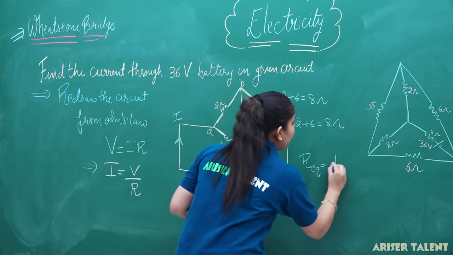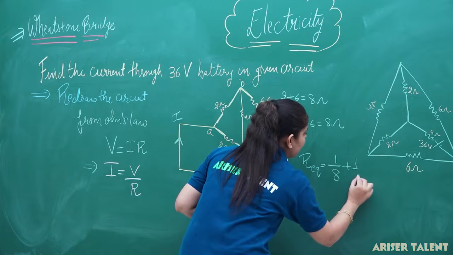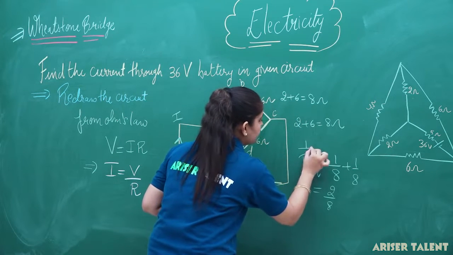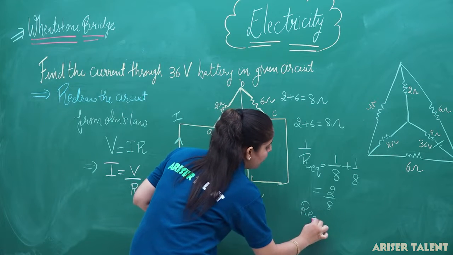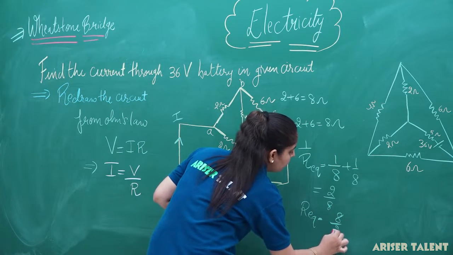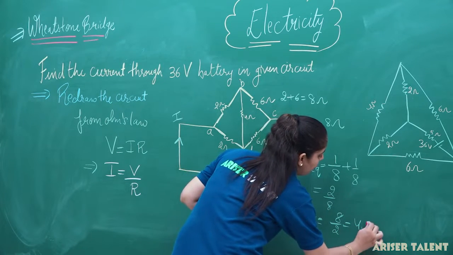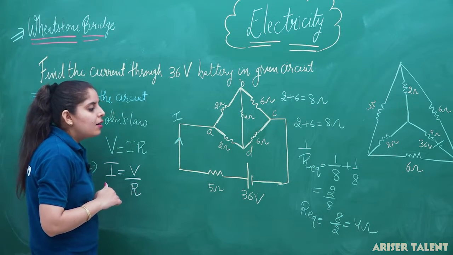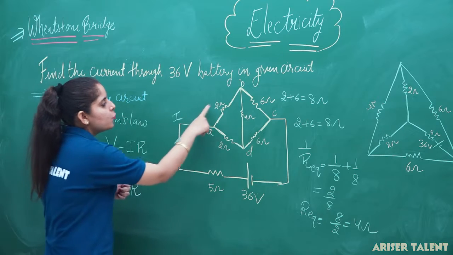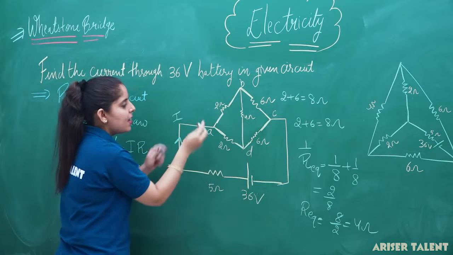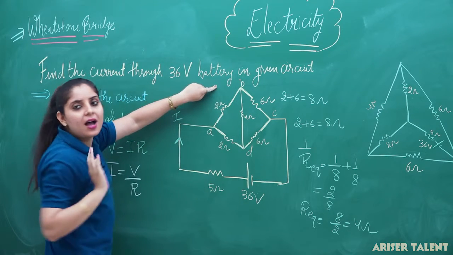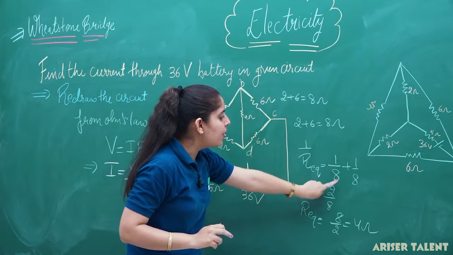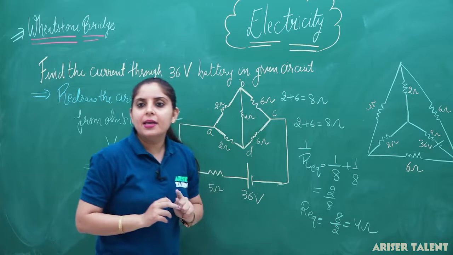So we can write 1 upon R equivalent as 1 upon 8 plus 1 upon 8, and it came out to be 2 upon 8, and the value of R equivalent will be 8 upon 2, that is equal to 4 ohm. So you can see how I calculate the value of 4 ohm here. These two in series, these two in series. Again these series combinations are in parallel with each other. So for the parallel combination 1 upon 8 plus 1 upon 8, I am getting here 4 ohm.